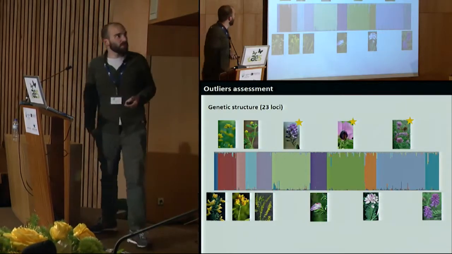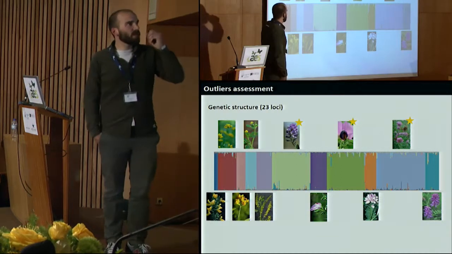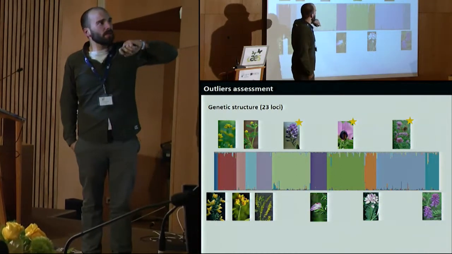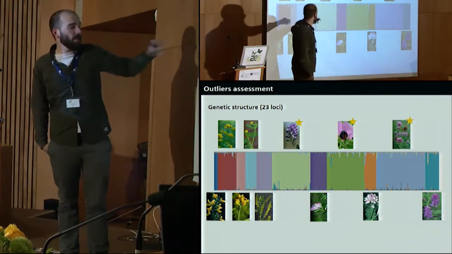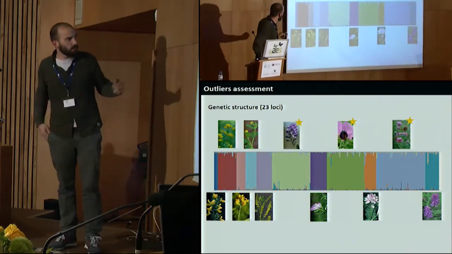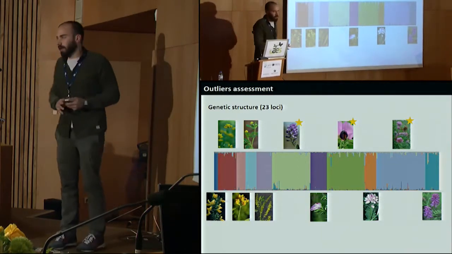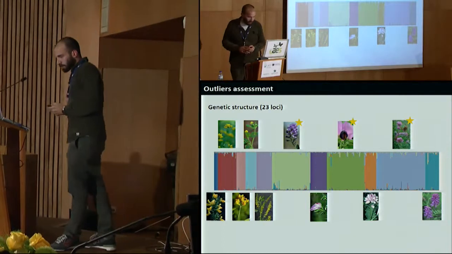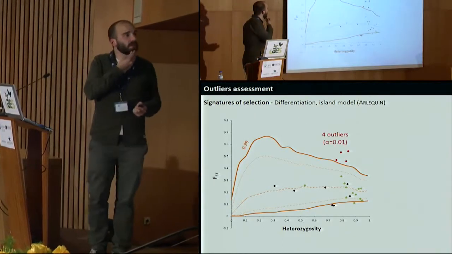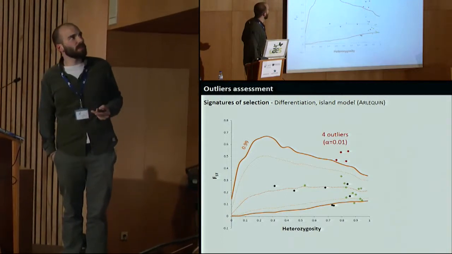Here's the genetic structure we found with those 23 loci. I put here with the yellow stars the formerly used biotype. But as you can see here, we've got strong genetic structures that correlate with the host plant. And here are the results of the search for signatures of selection.